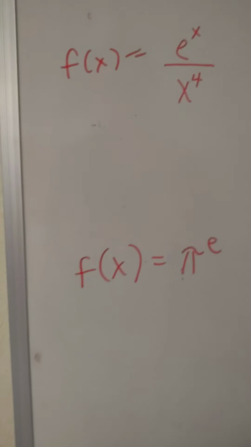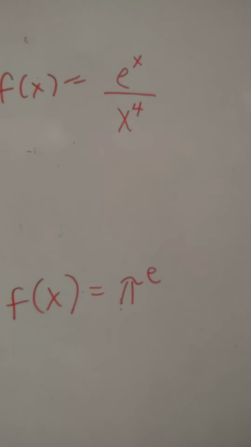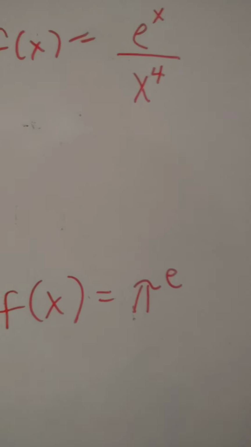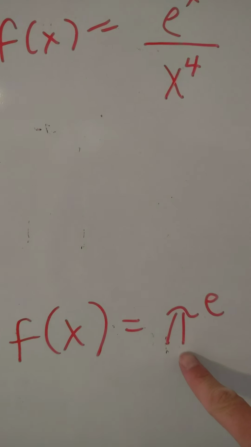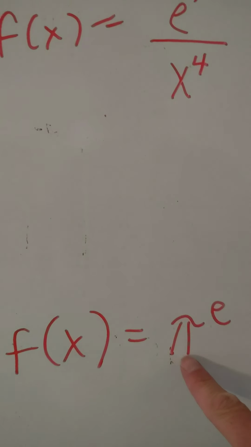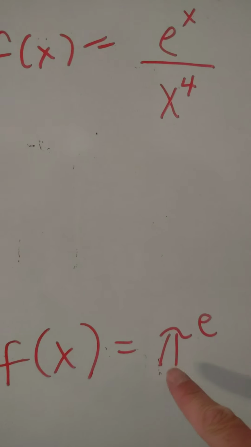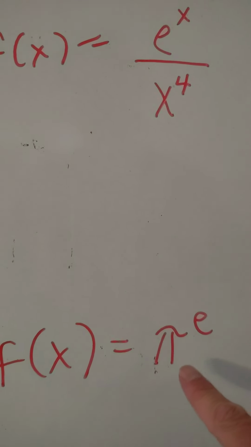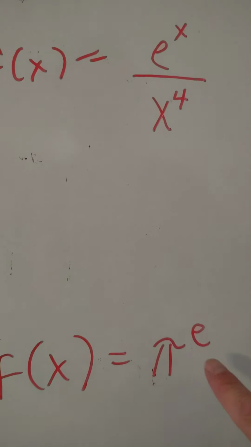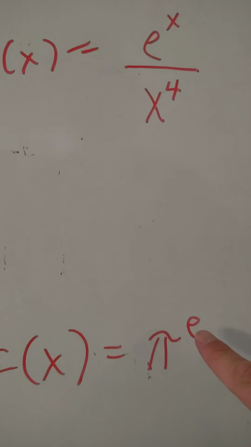And here's the final one, which is a fun one. It looks scary, but in fact, it is the easiest one on the board. So we want to find the derivative of f of x equals pi to the e. Well, pi is just a constant, and e is just a constant. These are probably the two most famous irrational numbers. It's roughly 3.14 to the 2.7. So what is the derivative of a constant raised to a constant?